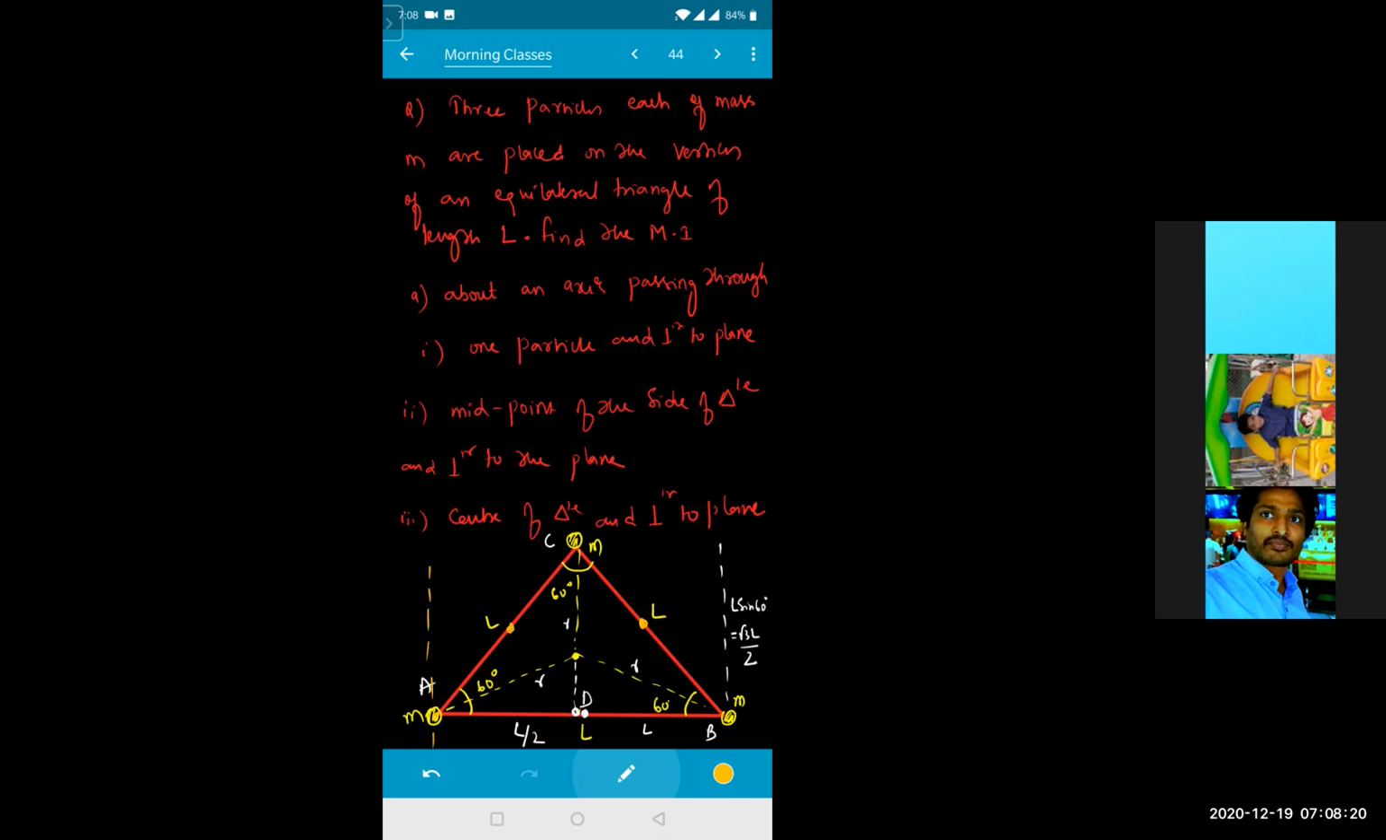L/2. B is how much distance from me? L/2. C is how much distance from me? The complete distance, from here to here, is L sin 60, which is √3 L/2. Yes sir.